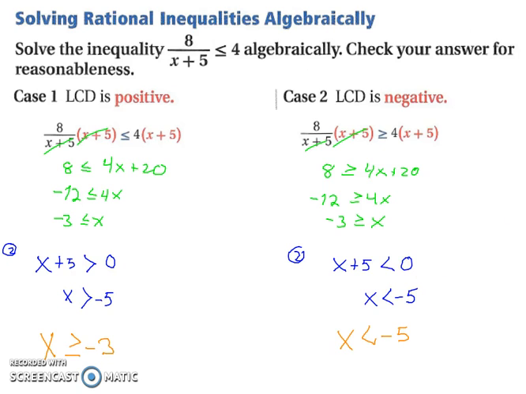And since it's a union, it's an OR. And there you have it. That's how you solve rational inequalities algebraically. And that also ends our video lesson on solving rational equations and inequalities.